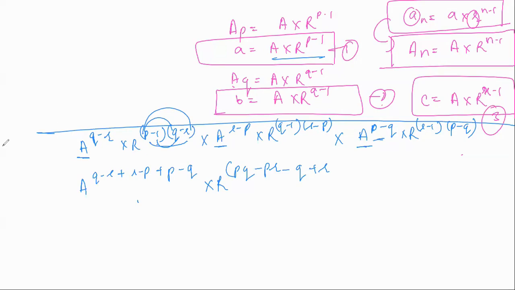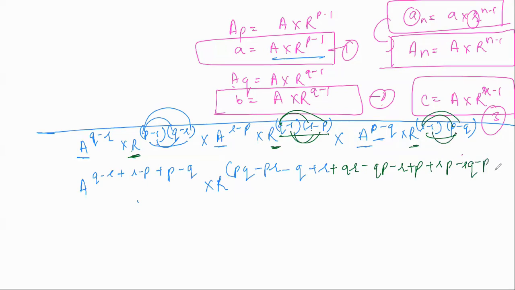Similarly, let's talk about these r's. They are also in multiplication, so the powers get added. Similarly, we will add this power. So q multiplied by r is qr. Q with minus p is minus qp. Minus 1 multiplied with r is minus r. Minus 1 multiplied with minus p is plus p. Then again, plus r multiplied with p is rp. R multiplied with minus q is minus rq. Minus 1 multiplied with p is minus p. And minus 1 multiplied with minus q is plus q.